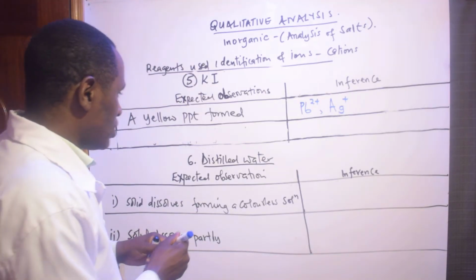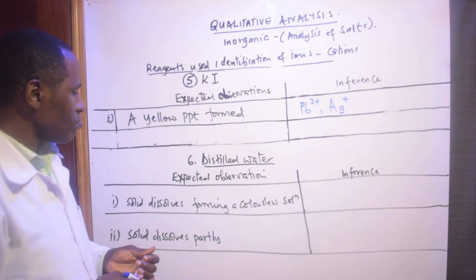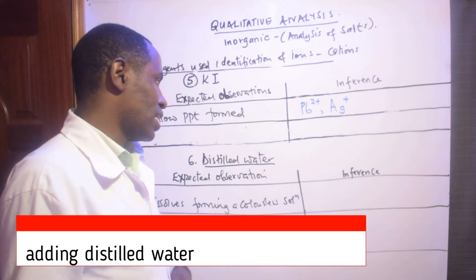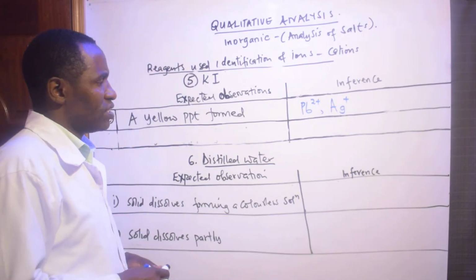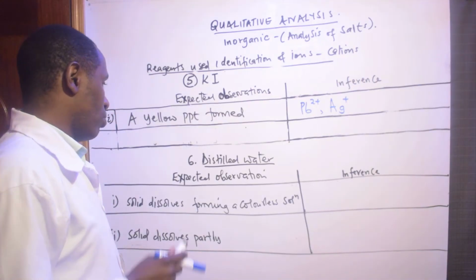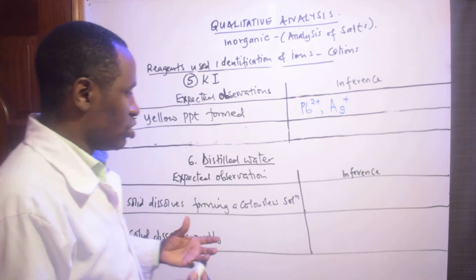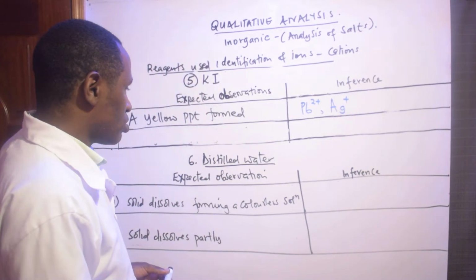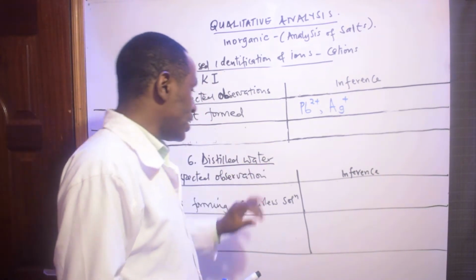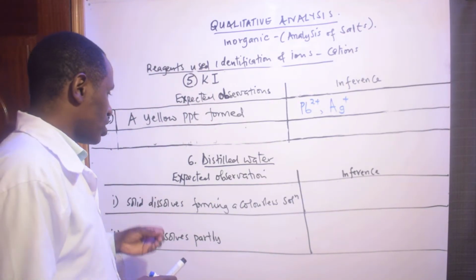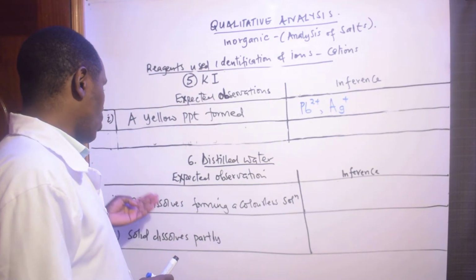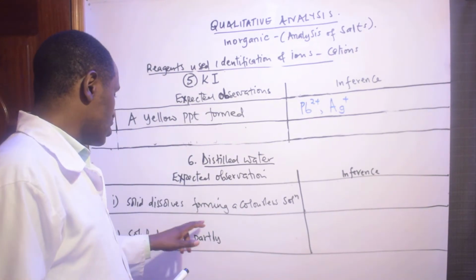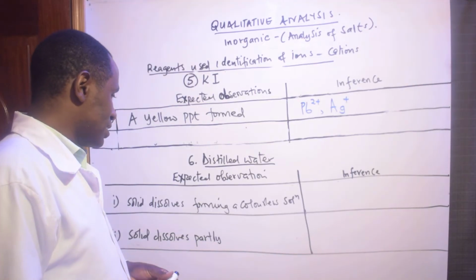Now, the other one that I must talk about here is distilled water. Distilled water is common in both the test of anions and cations. Remember, in this qualitative analysis we deal with solutions, because solutions have ions, but in the solid state these ions are not mobile. When you add distilled water to a solid, the expectation is that the solid dissolves and forms a colorless solution.